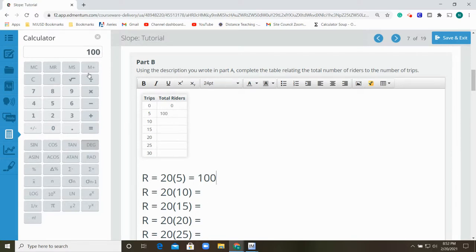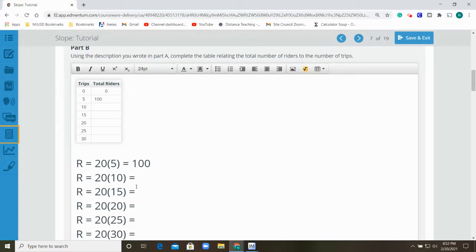Like that. And then you keep going. So 20 times 10 is 200. 20 times 15 is 300. 20 times 20 is 400. 20 times 25 is 500. And 30 times 20 is 600. So 200, 300, 400, 500, and 600.